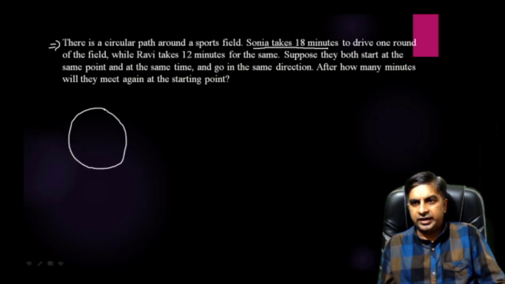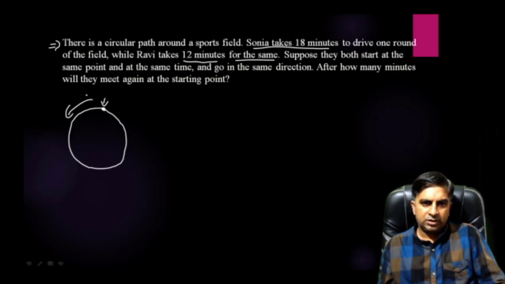Sonia takes 18 minutes to drive one round of the field, while Ravi takes 12 minutes for the same. Suppose they both start at the same point, at the same time, and go in the same direction. After how many minutes will they meet again at the starting point?